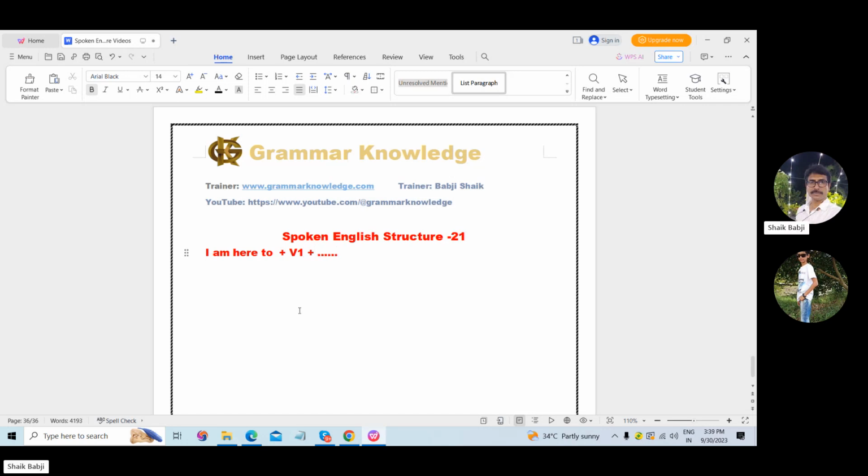This is the structure. What is the structure? "I am here to" structure. After "I am here to", we have to use V1, the first form of the verb. Okay, now let's see what this structure is.